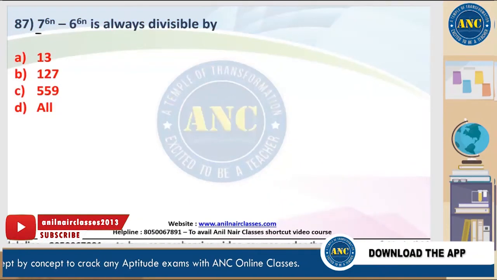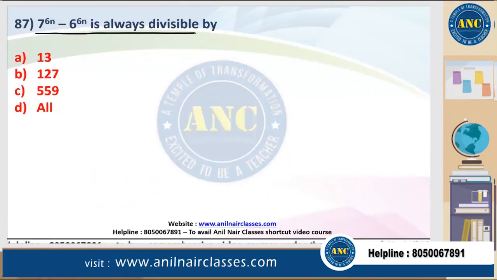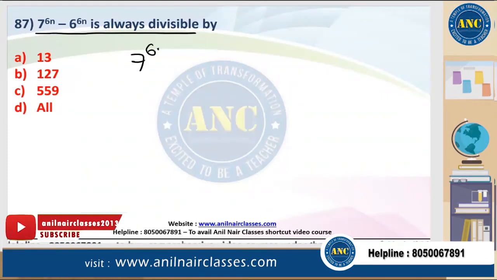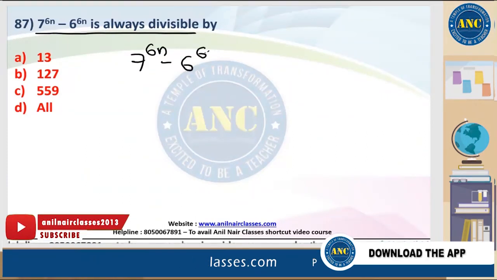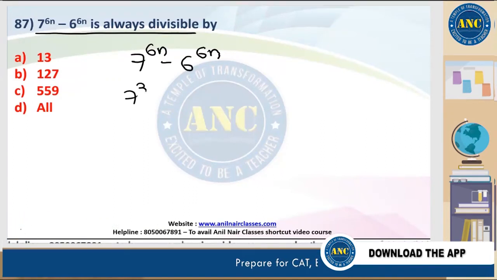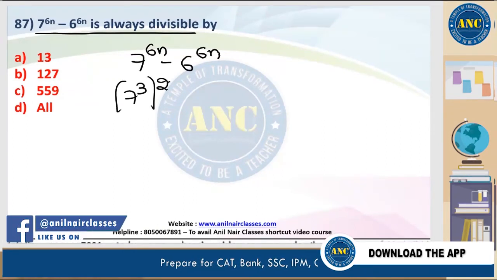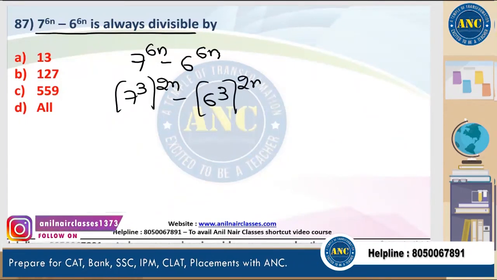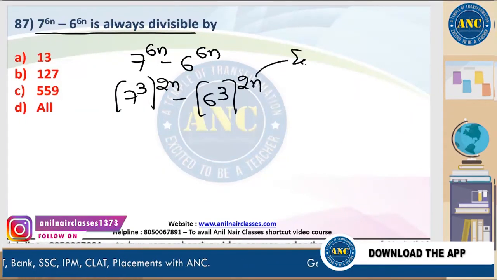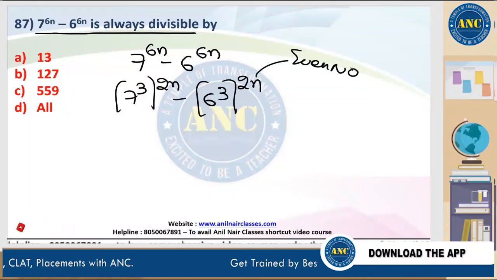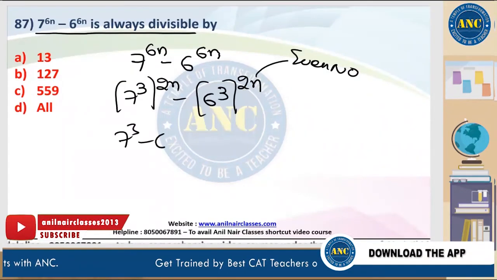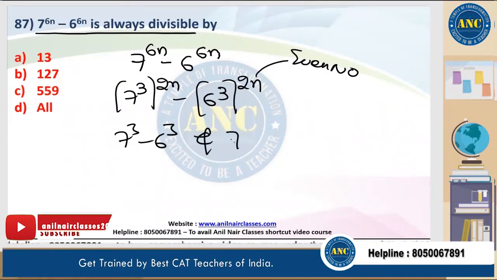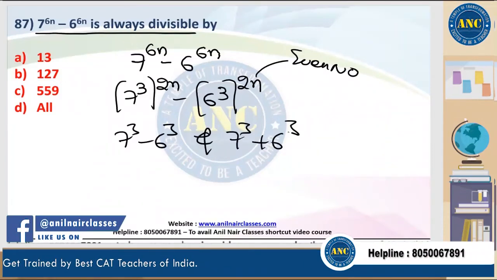First question. 7 power 6n minus 6 power 6n is always divisible by... This can be written as 7 cube power 2n minus 6 cube power 2n. 2n is an even number. If it is an even number, it is divisible by a minus b and a plus b.